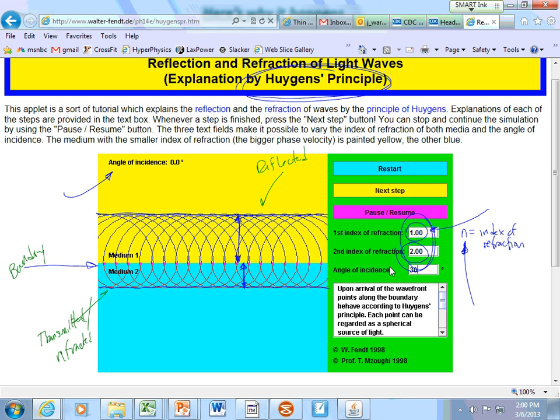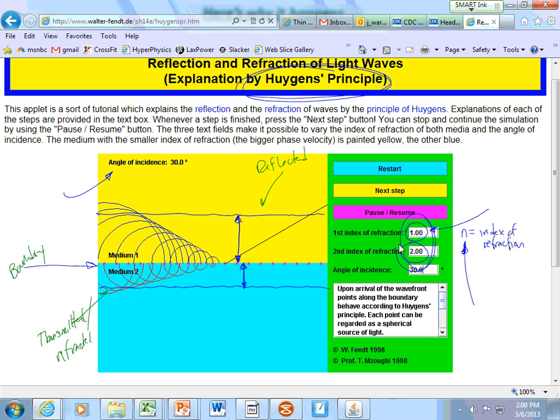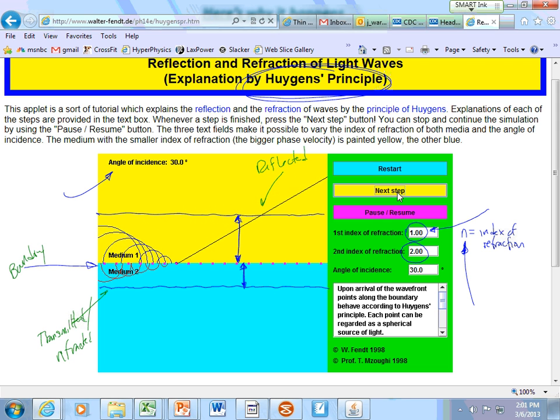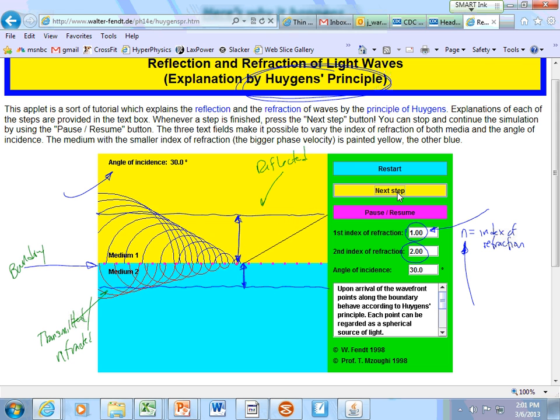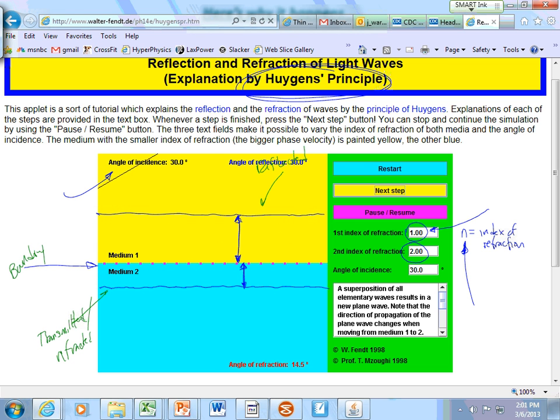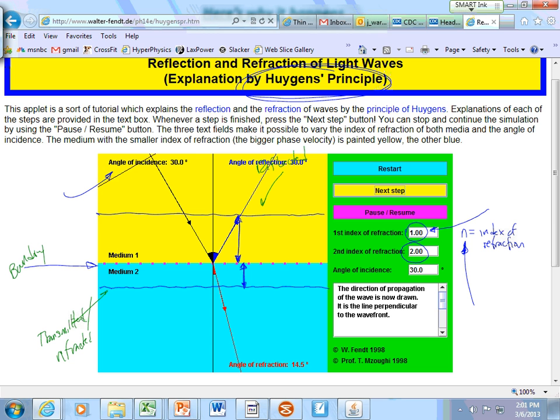What I am going to do is change some stuff. I'm going to change this to say 30. And then, how about this? I'll change it to 30. And we'll restart, and we'll go to the next step. So watch as this wave comes in here. We see it reflect out, and we also see it go through. I'm going to go next step, and this happens. I'm going to go next step again so we can get this sort of diagram of what happens. We see a bunch of wave fronts come in here in medium 1.